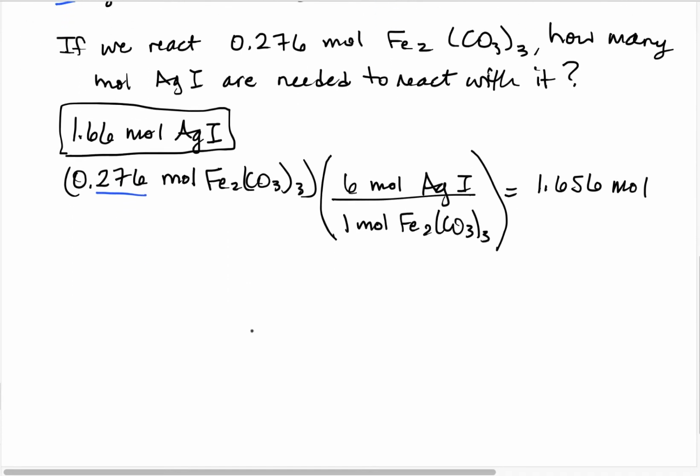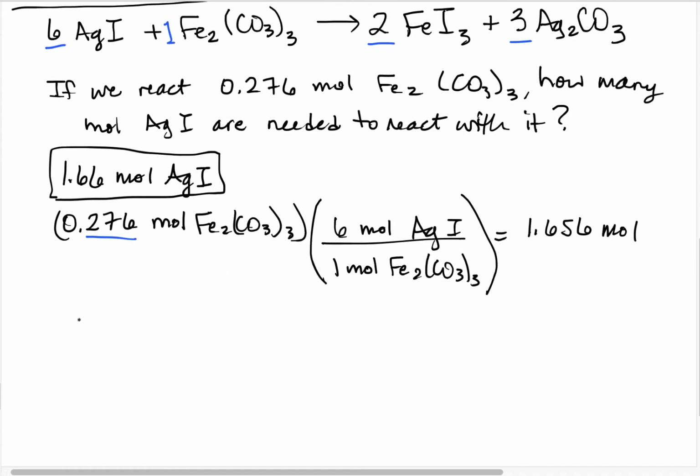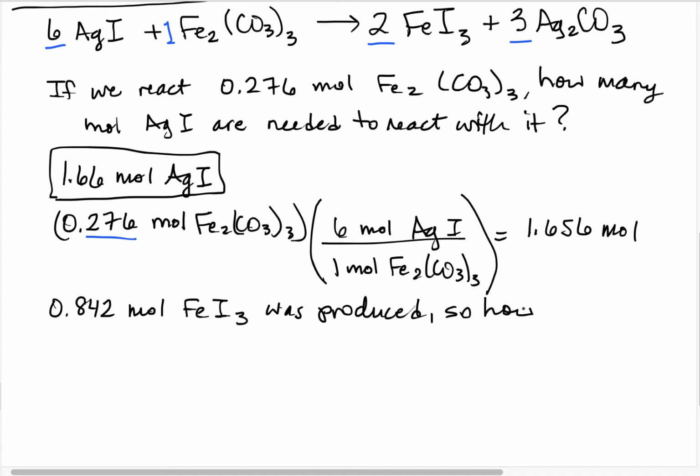All right, so we can ask similar kinds of questions. What if we say something like 0.842 moles of iron iodide was produced? So how many moles of silver carbonate also was made?